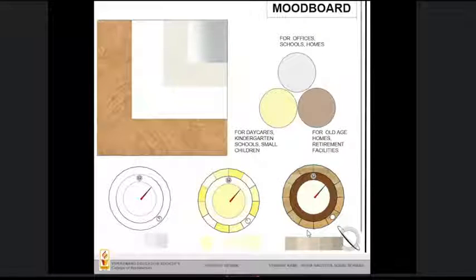So this is the mood board. The materials we selected were plywood, laminate sheet, paper and plastic sheet. And these are three color palettes for different ages. This is for the middle age, for schools, offices and homes. This is for the old age people and this for the daycares. And here are the different clocks, colors, and this is the way the color palettes will show.